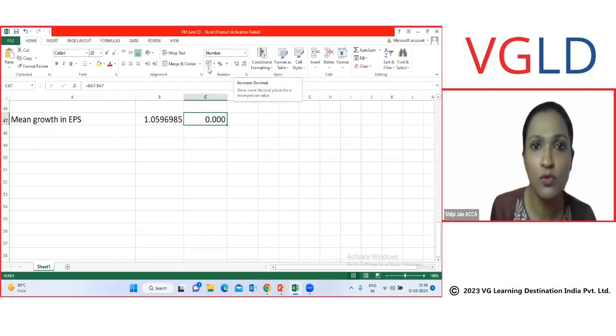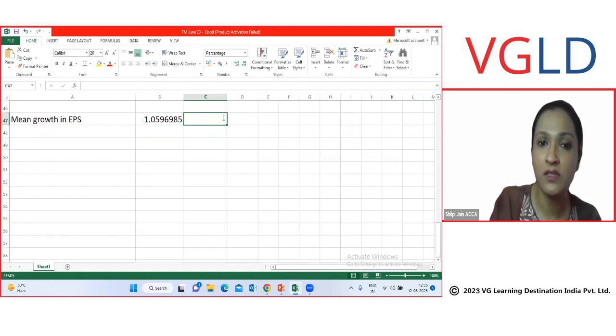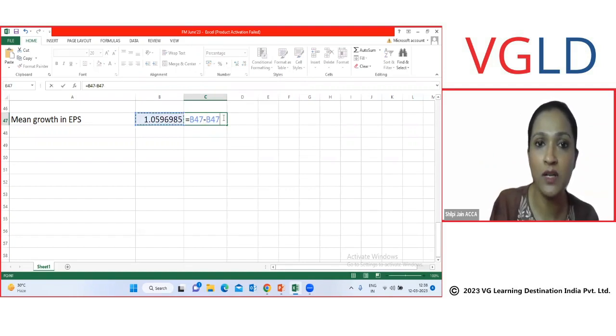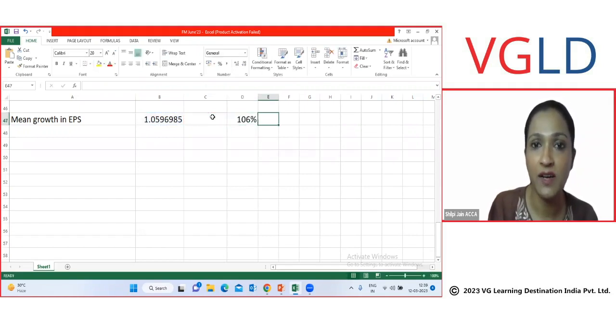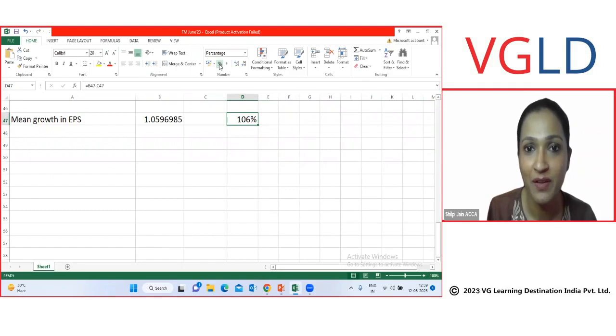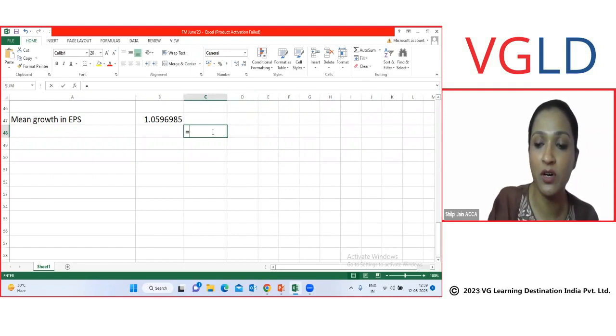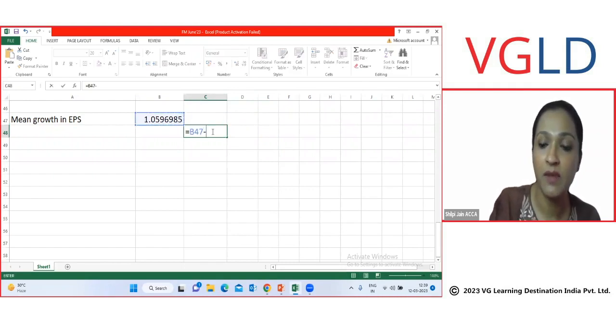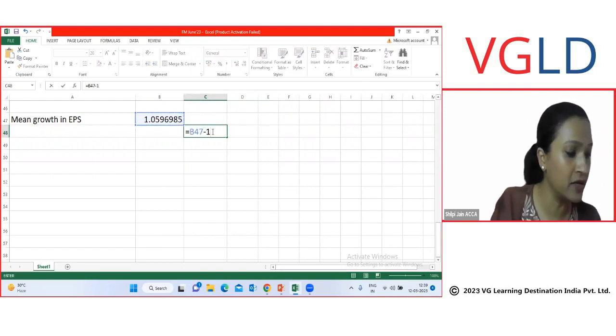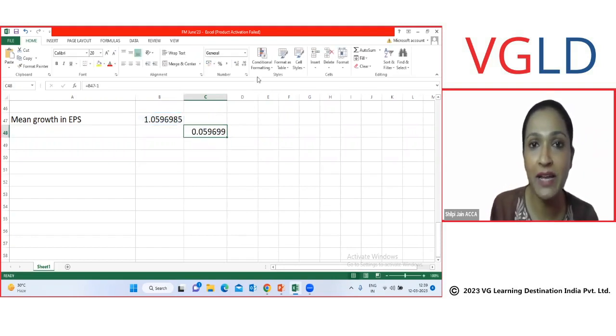Sorry, this is equal to this -1. Okay, I need to remove the percentage here. This -1, why is it coming in percentage form? Let me just show it to you here. This -1 is what we need to calculate in terms of my growth rate. And this I can just do in a percentage form. So that is 6%. Is it?